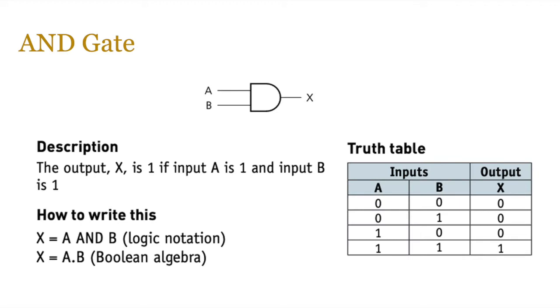The AND gate, again, the output X is 1 if input A is 1 and input B is 1. So basically if you get two 1s, you get a 1, otherwise everything else is 0. Now you can write this in logic notation as X is equal to A AND B, and AND is capital. And if you're using Boolean algebra, you simply say X is equal to A dot B. The dot denotes AND. Now hopefully you got the symbol right. Hopefully you got the truth table right.